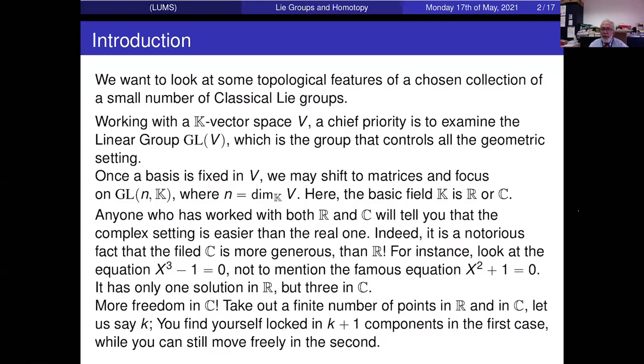Take out a finite number of points in R, and the same in C, and let us say that this number is equal to k. You find yourself locked in k plus 1 components in the first case when you are in R, and you can still move freely in the second. This means that C not only gives you enough roots for an equation, but also, if you take out some points of C, you still have a connected path, a connected set.